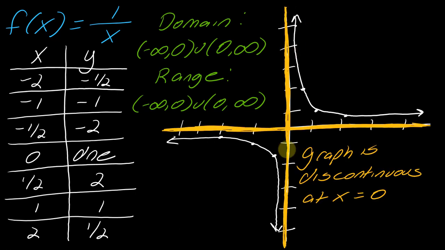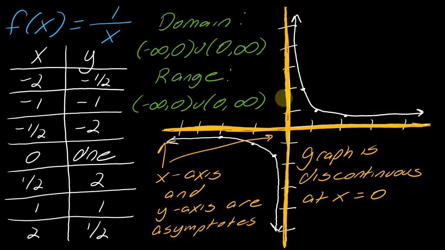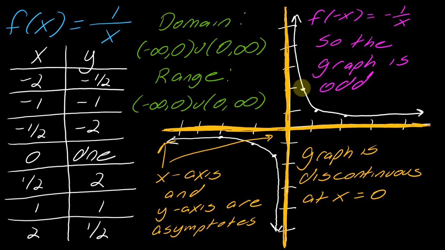Next, these lines here are kind of important. We say that the graph is discontinuous at x equals 0. You find a discontinuity whenever there's a number that you can't plug in. So at 0, I have a problem. This graph does not exist. So the graph is discontinuous at x equals 0, is how we would describe that. And these lines here, they're the axes, but the x-axis and the y-axis are known as asymptotes, which are invisible lines that the graph cannot cross.